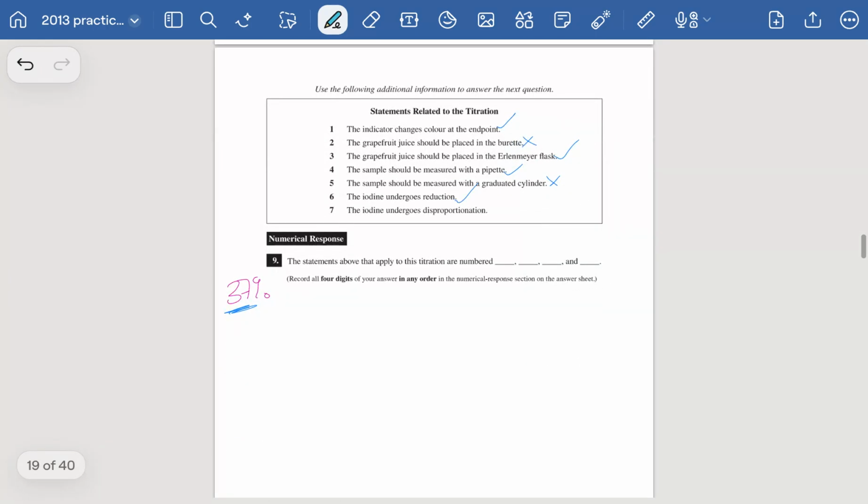That is true. It is not undergoing disproportionation. This term can come up in the diploma, so just know that that is when one of your reactants is undergoing both oxidation and reduction. So just to summarize here, this was 1, 3, 4, and 6.